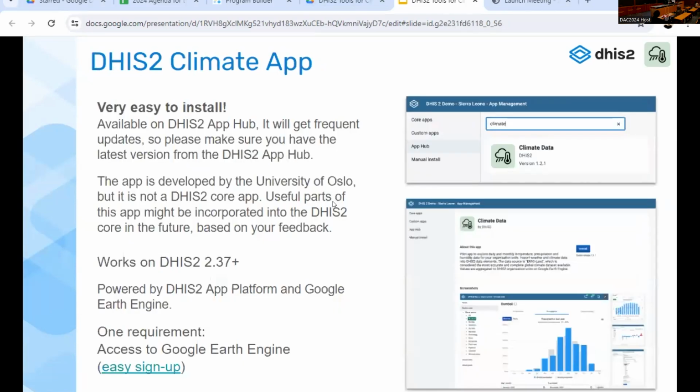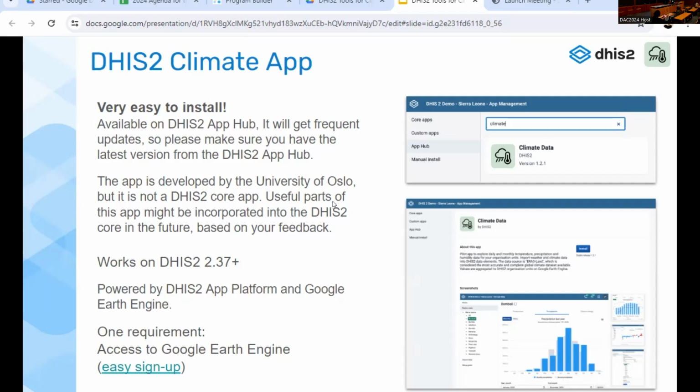So this is then the climate data app. You can just install it on App Hub. It's super easy. Just search for climate and then click install. We have made it backward compatible to 237, so it should work on 237 and above.